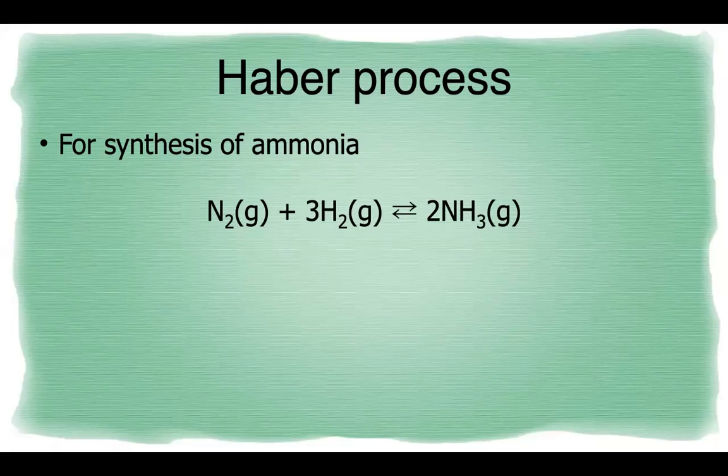You can see that the left-hand side of the equation has 4 moles of gas. We've got 1 mole of nitrogen gas plus 3 moles of hydrogen gas. That's a total of 4 moles of gas. And on the right-hand side, we produce 2 moles of gas. So scientists can look at this and say, how can we manipulate this equation so that we produce as much ammonia as possible?